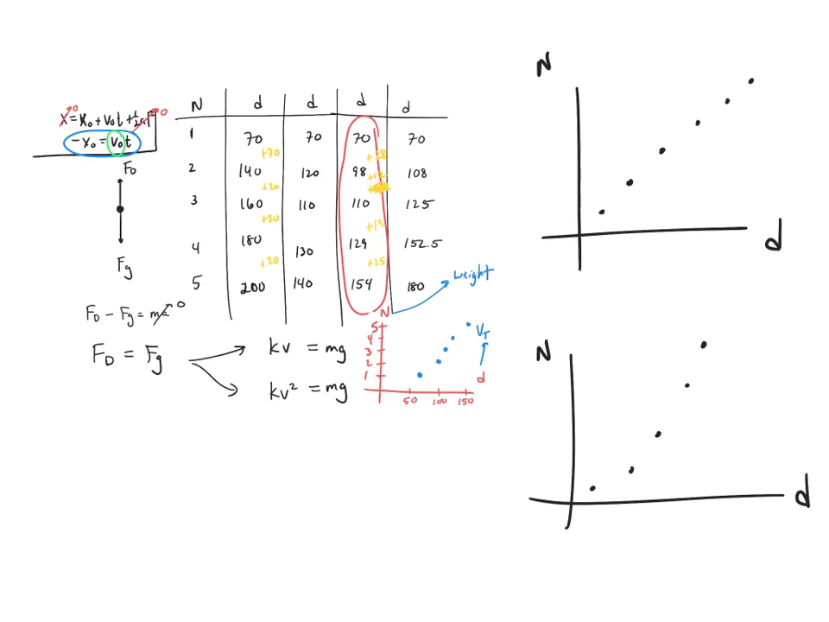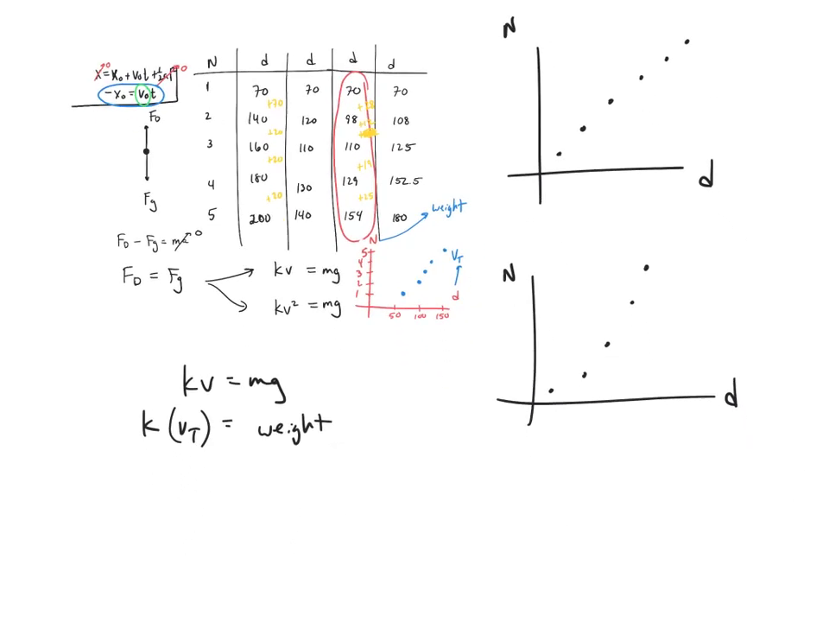And in model 1, the slope of that line would equal k. Let's think about that logically. If I were to divide by v, take a look at this equation right here. We've got kv equals mg. And again, mg is really the weight. And this is really the terminal velocity times k. Well, if I were to divide by v, we would get k equals the weight over terminal velocity.